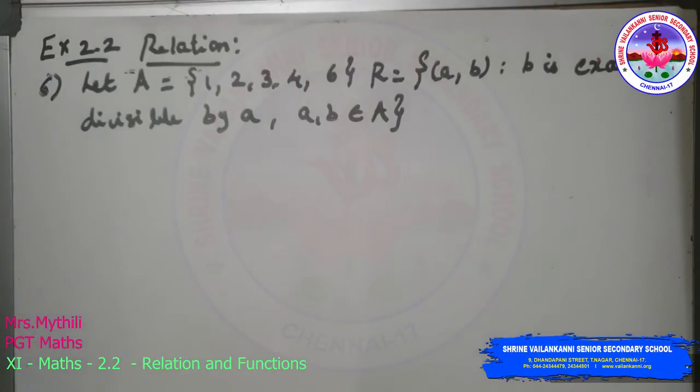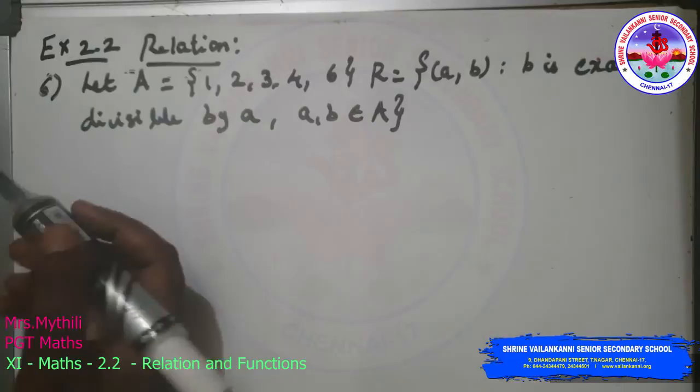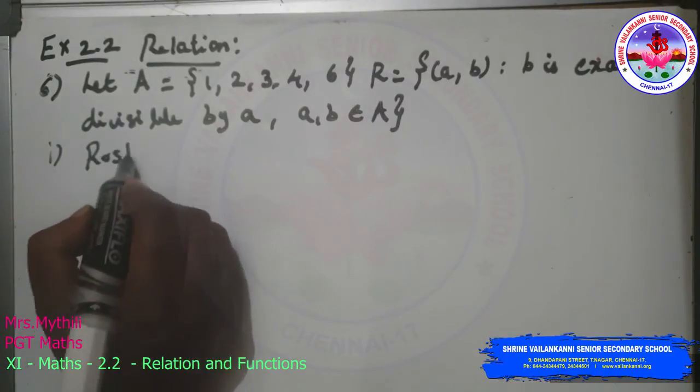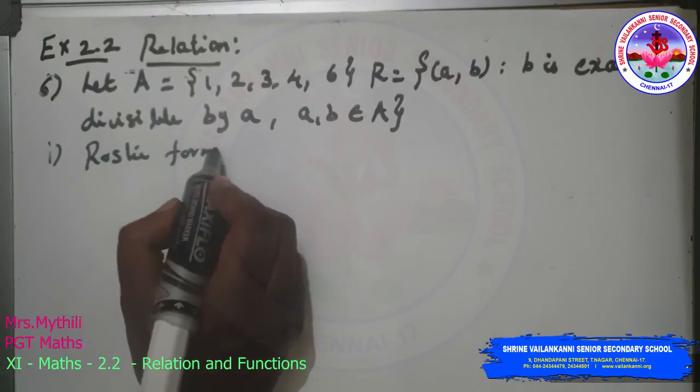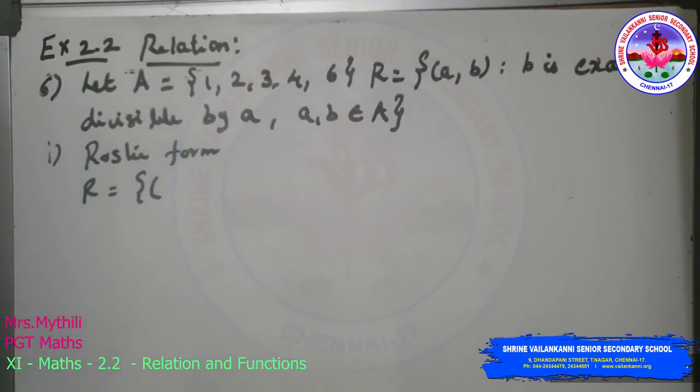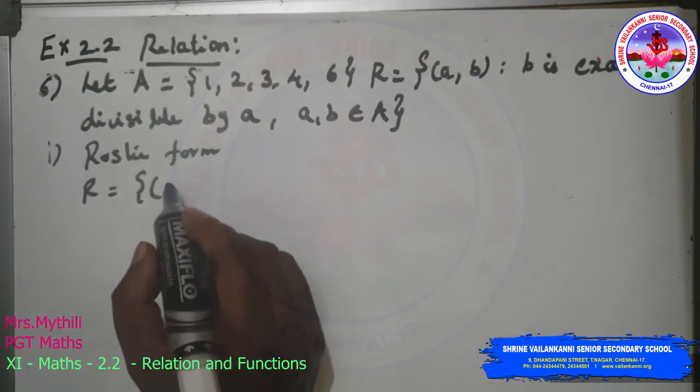Fifth one, let A equal to {1, 2, 3, 4, 6}. Let R be the relation on A defined by (a, b), where b is exactly divisible by a, and a, b belong to A. We have to write this in roster form. So R equal to, b is exactly divisible by a.